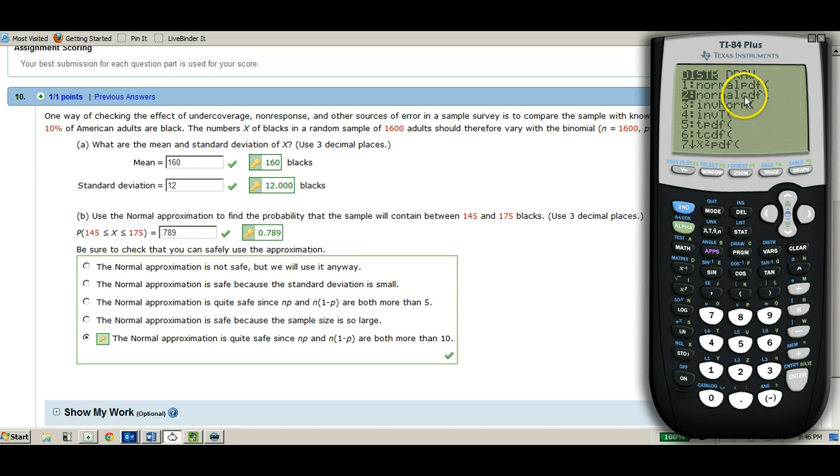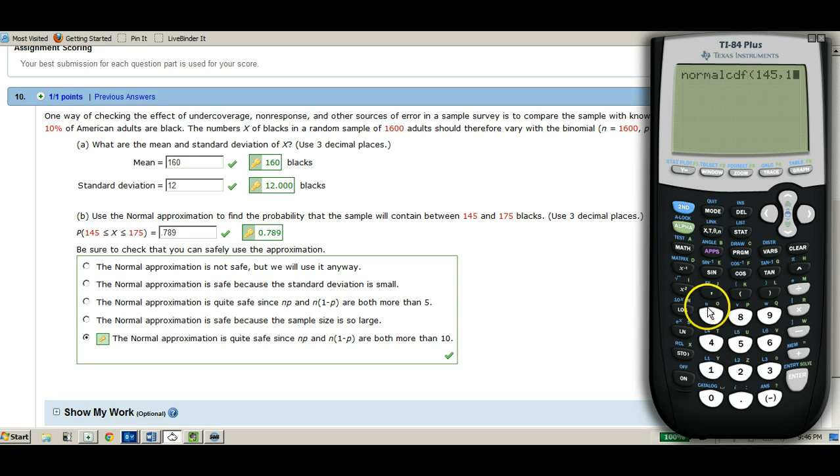Again, this tells me this is for the cumulative distribution, and we pretty much aren't going to be using the normal PDF because the normal distribution is a continuous curve. So what we need to put in for this distribution are the boundaries, so what we want the area to be between. So between 145 and 175.